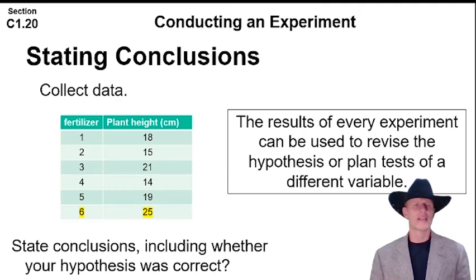Once you collect your data, for example, pot 1, the plant grew 18 centimeters, pot 2, the plant grew 15 centimeters, and so on and so forth, we can state conclusions, including whether our hypothesis was correct. We can conclude that fertilizer number 6 was the best fertilizer out of all of those different fertilizers because the plant height was the tallest. Remember, the results of every experiment can be used to revise the hypothesis or plan tests of a different variable. So no experiment is a failure.